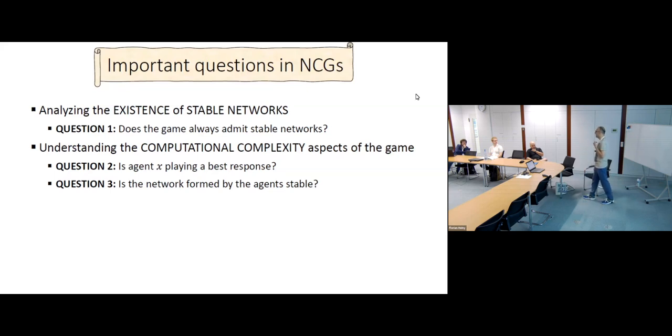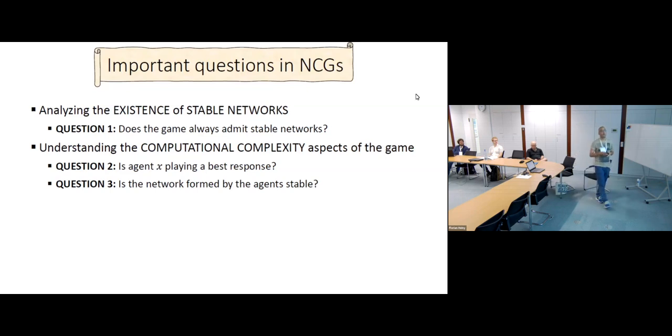The first decision problem is the following. Given a strategy profile S and given an agent X, we want to understand whether agent X is playing a best response. If the answer to this question is that the problem is polynomial time solvable, then there is no other question for which we would like to provide an answer. If the answer is that the problem is NP-hard, then there is a more difficult question, which is still unresolved in several network creation games. There is only one exception, if I remember correctly.